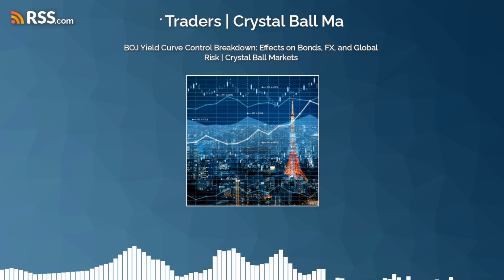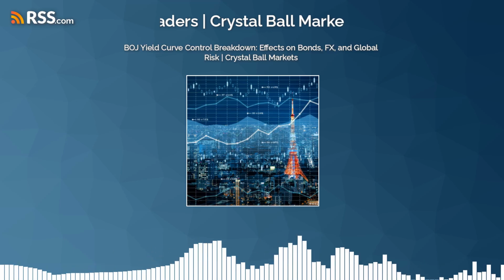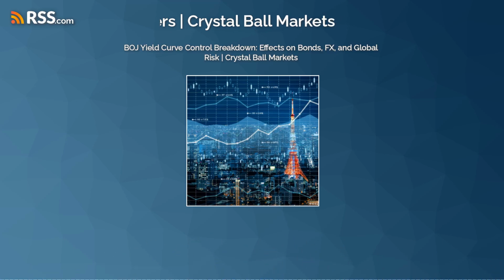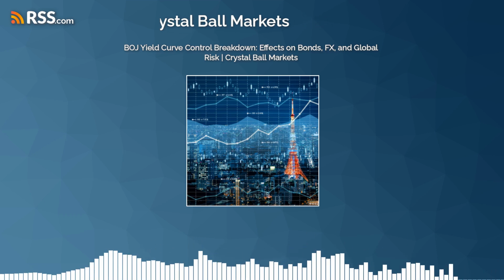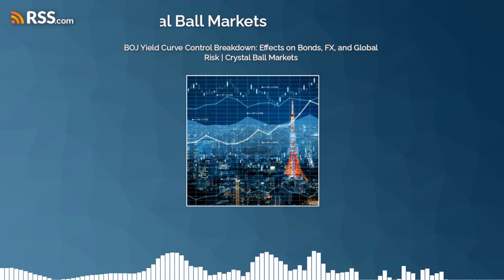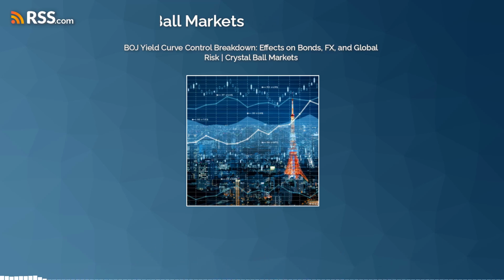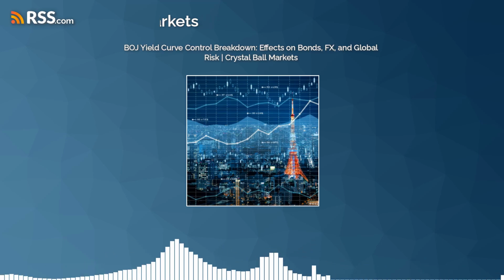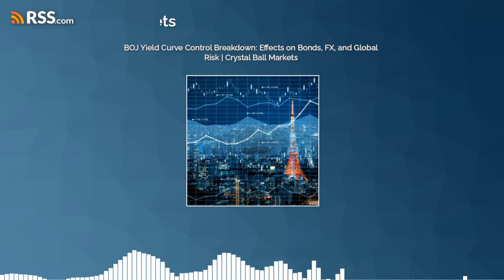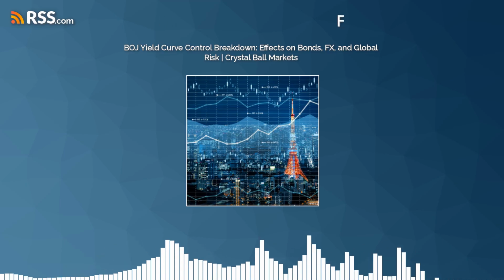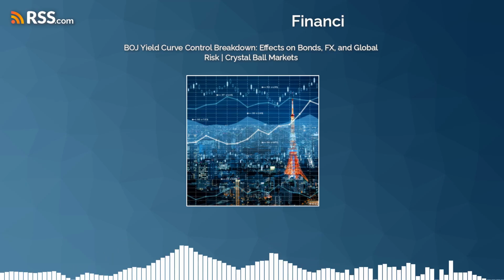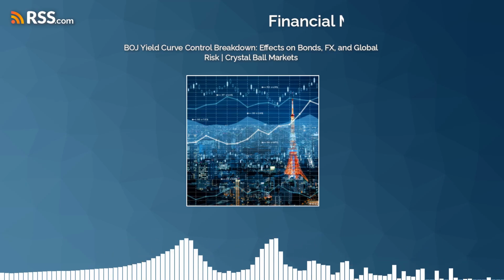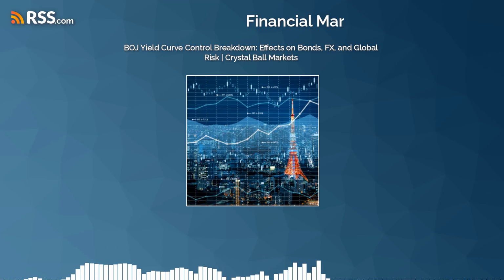And this brings us to the global implications. Japan is not an isolated economy. Its policies have a significant impact on global markets. For one, Japanese investors are major players in international bond markets. When domestic yields are low, they invest abroad. If yield curve control is adjusted and domestic yields rise, capital could flow back into Japan, potentially pushing global yields higher. In currency markets, the yen is heavily influenced by interest rate differentials.